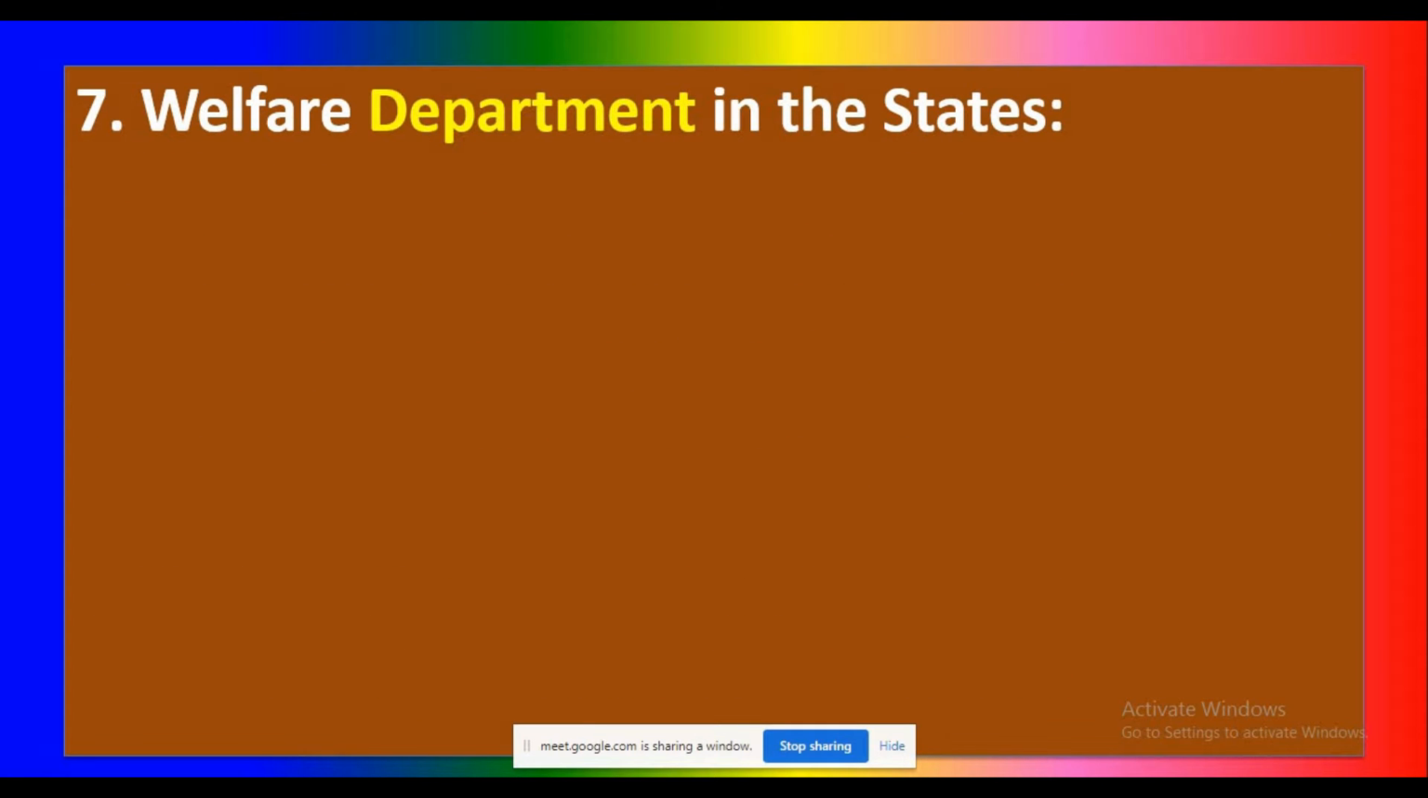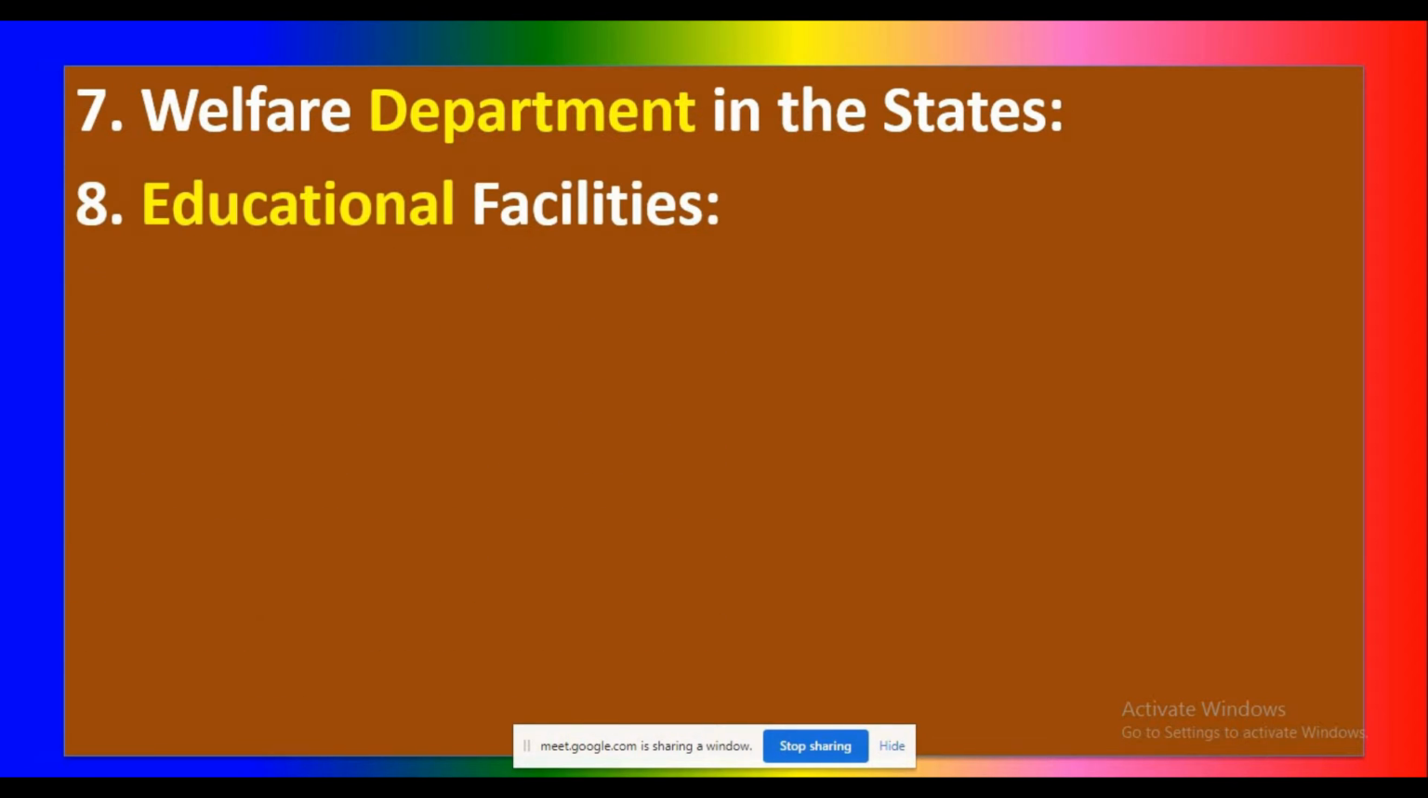Seventh one, welfare departments in the states. The central government as well as state governments have separate departments. Nowadays there are separate ministries, such as the Ministry of Tribal Welfare, concerning the well-being of the tribal population.